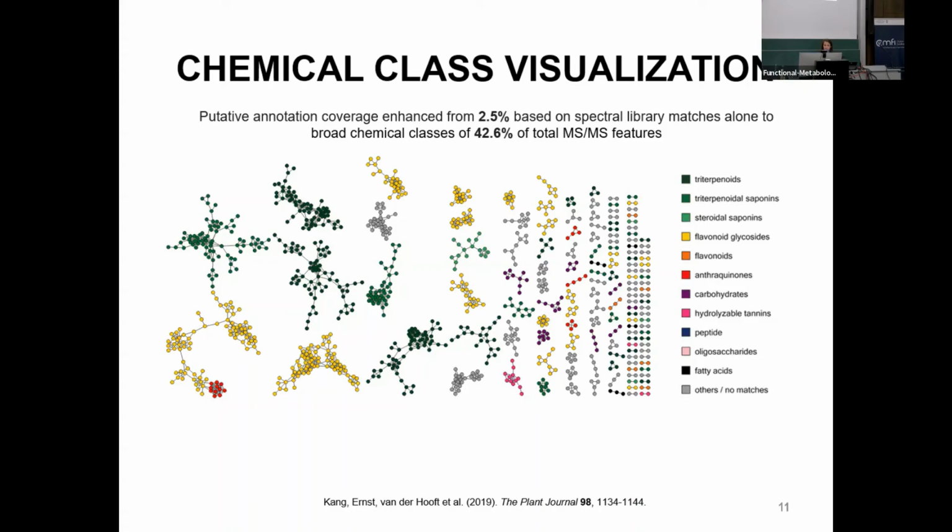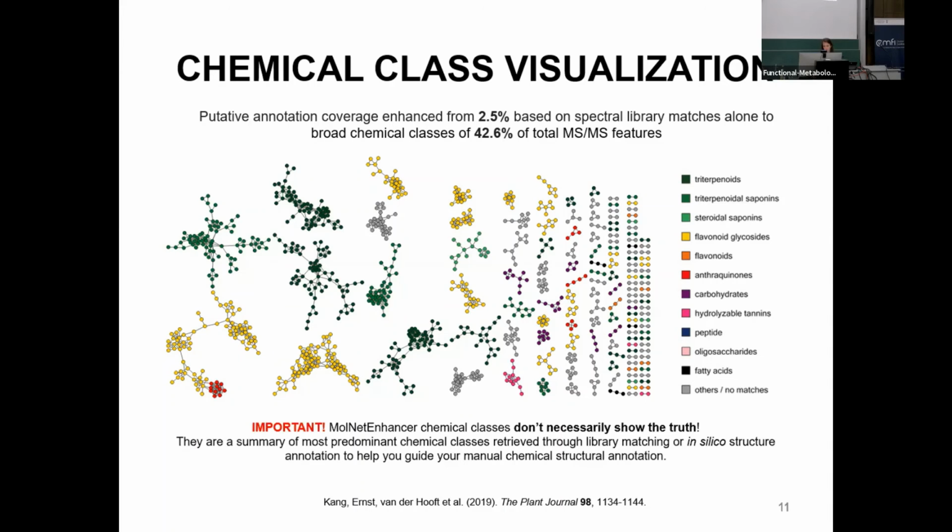And as we know through library matches, we can only retrieve 2 to 5% of our data with chemical structures. And in this way, by using a tool like MolNetEnhancer, you can enhance this chemical structure annotation to about 40%, meaning not annotated, but at least you might get an idea of more broad chemical classes that are found in your data.